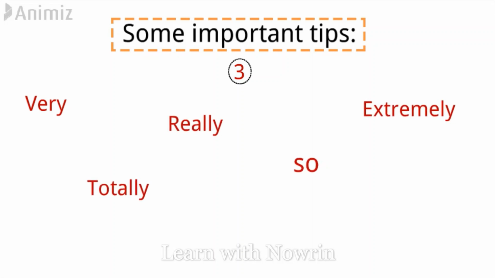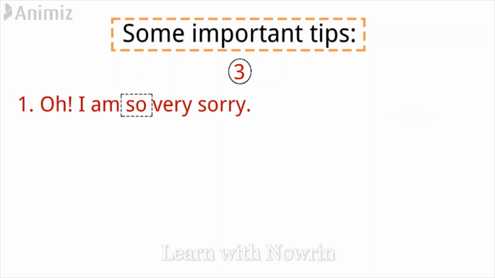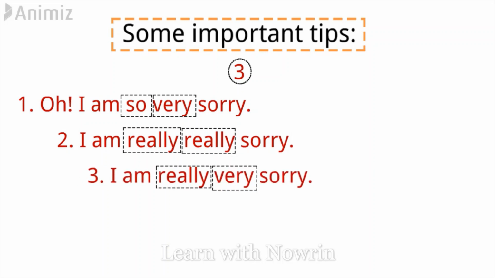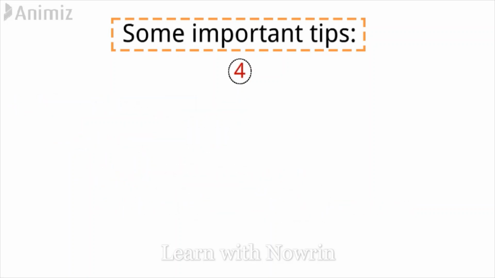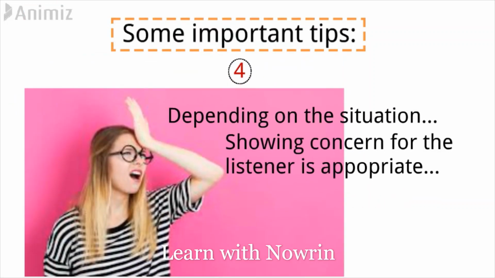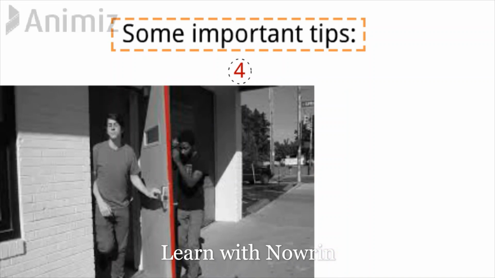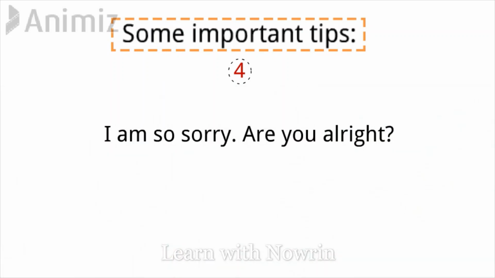In fact, multiple intensifiers can be used in the same apology, such as, oh, I'm so very sorry. I'm really, really sorry. I'm really very sorry. I'm extremely sorry for that, etc. Depending on the situation, showing concern for the listener may be appropriate. For example, think that you have accidentally hit another person with an opening door, or you have accidentally spilled hot coffee on someone in front of you. You can say, I'm so sorry, are you all right?